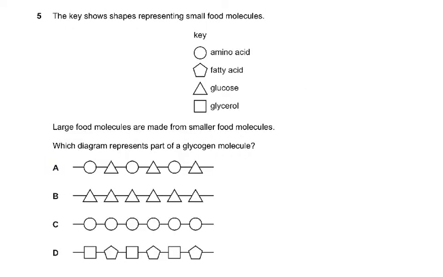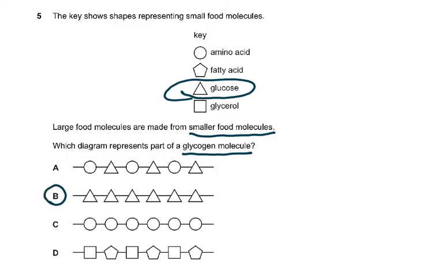Question 5: the key shows shapes representing small food molecules: amino acids, fatty acids, glucose, and glycerol. Large food molecules are made from smaller food molecules. Which diagram represents glycogen? Glycogen is made up of many, many hundreds and hundreds of glucose molecules joined together. So glucose is this one. So then it has to be B. So many glucose molecules join together to form a glycogen molecule.